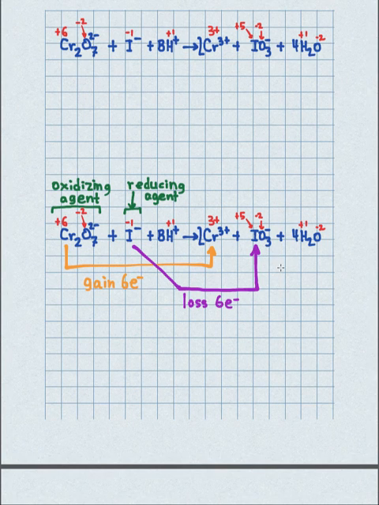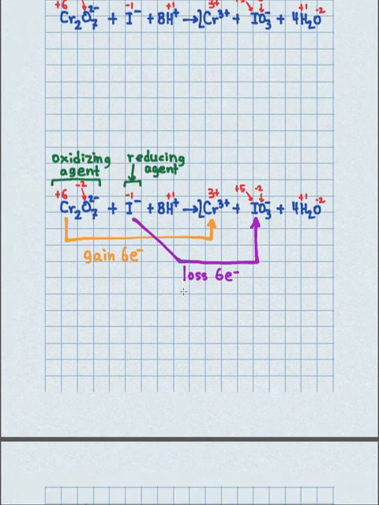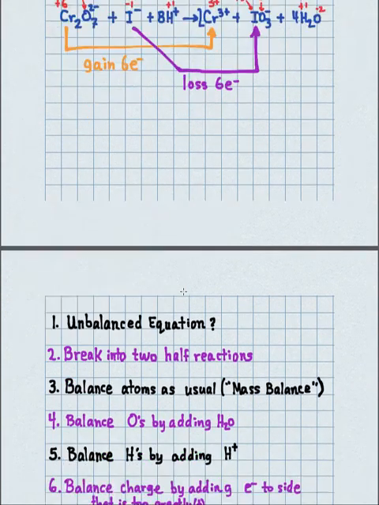Oh gosh, what about the charges? This side has 2 times 3 plus is 6 plus and a single minus for a total of 5 plus. This side has 8 plus and 2 minus and 1 more minus makes 5 plus. So this side's 5 plus and this side's 5 plus. So you've got to check the charges in addition to just the mass balance.